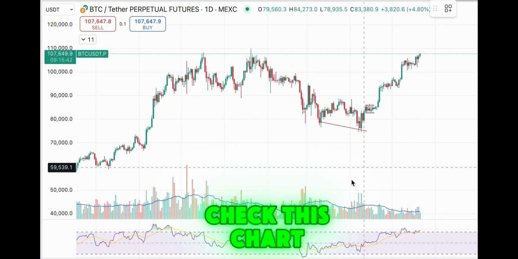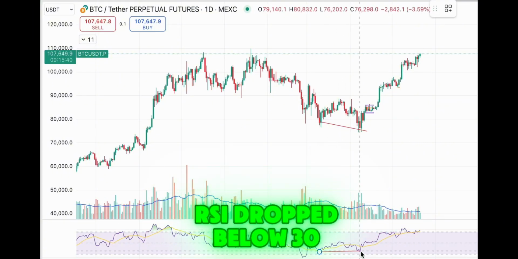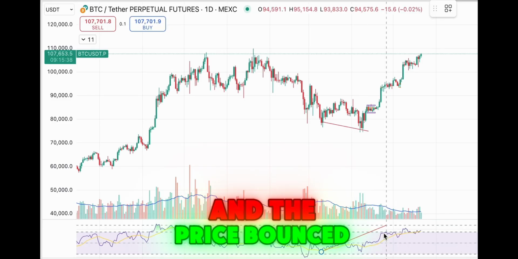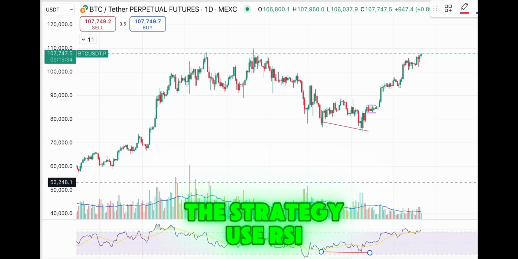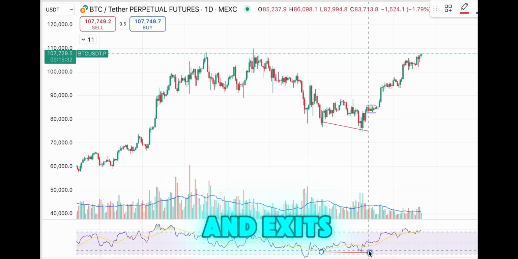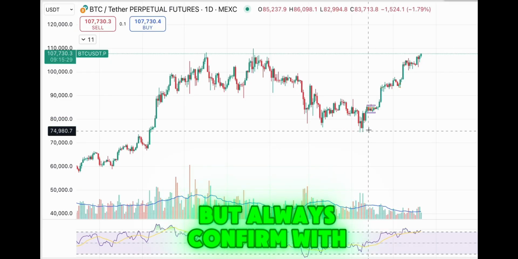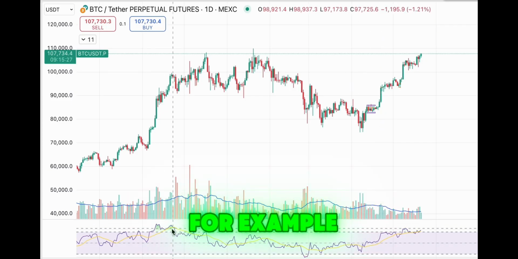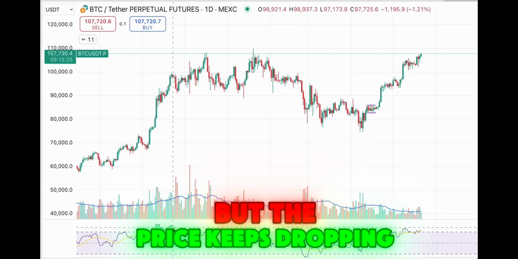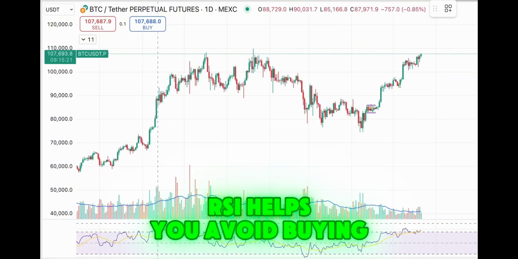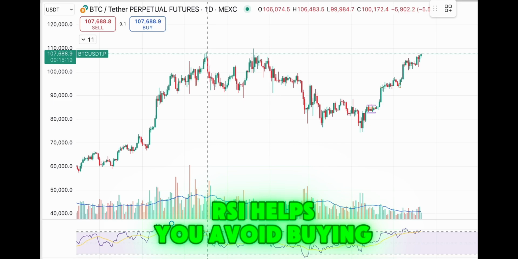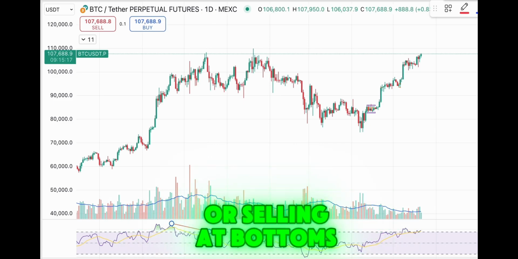Check this chart. RSI dropped below 30 and the price bounced. The strategy: use RSI to time your entries and exits, but always confirm with price action. For example, if RSI is oversold but the price keeps dropping, wait for a reversal signal. RSI helps you avoid buying at peaks or selling at bottoms.